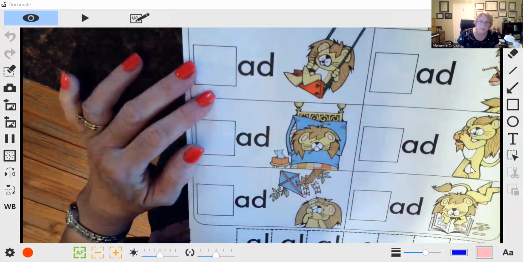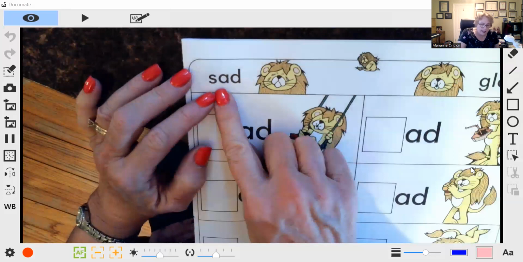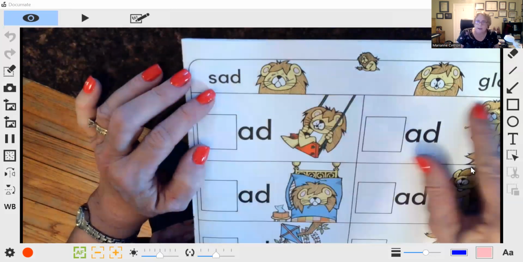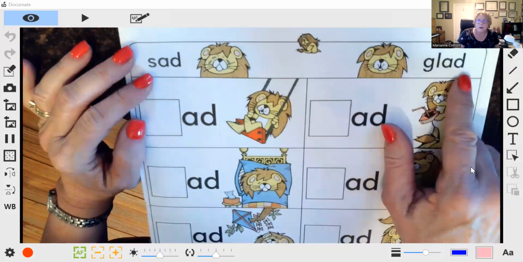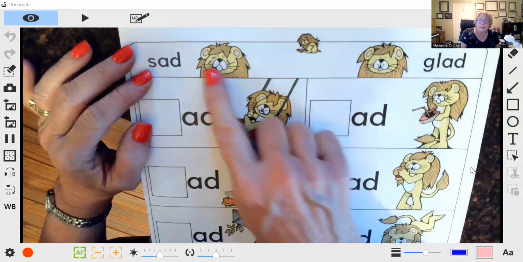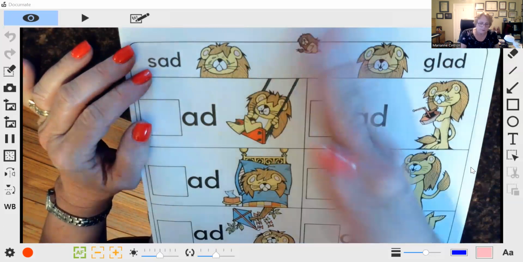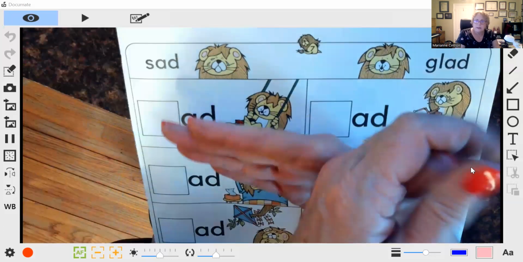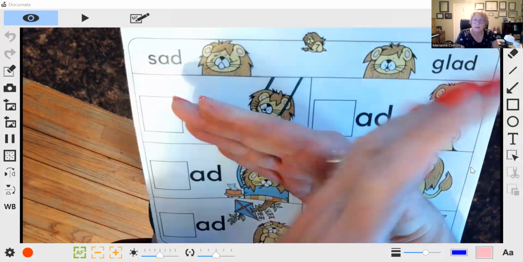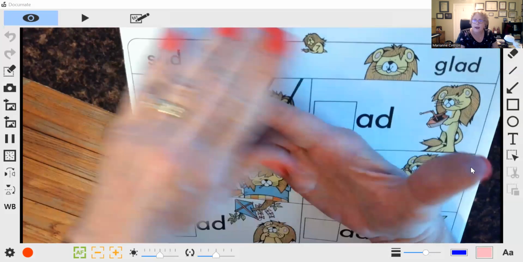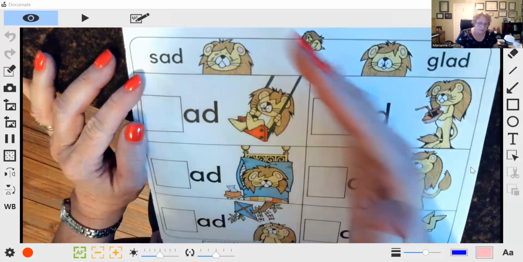Okay, so now we're going to build words. Sad, sad, glad, glad. Now this is where we are also teaching rhymes. Glad and sad are rhymes. So look at my hand. What if I did add, sad, goes to glad, add, glad. The ending sound is the same. That's why we call it a rhyme.